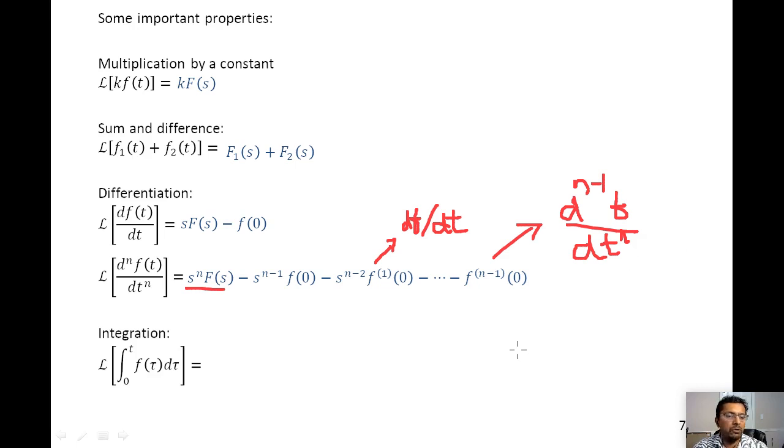We can similarly do the integral. So the integral from 0 to t of f of tau d tau. The reason we use tau here is because the t appears in the limit of the integral, so we want to differentiate the letters. So we write it as f of tau d tau. This becomes 1 over s times F of s.